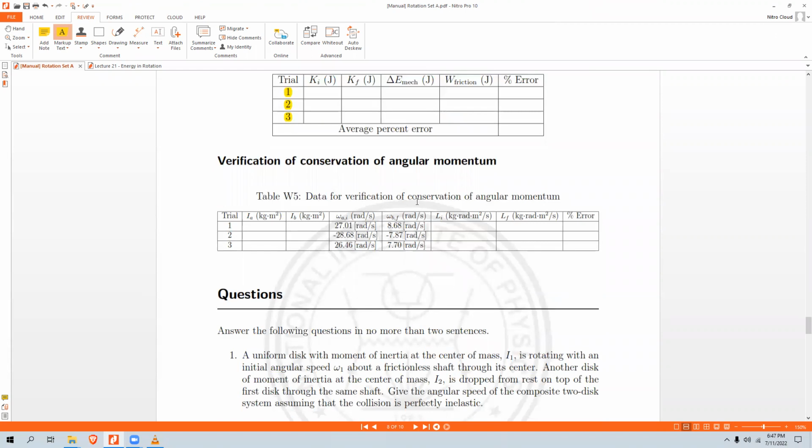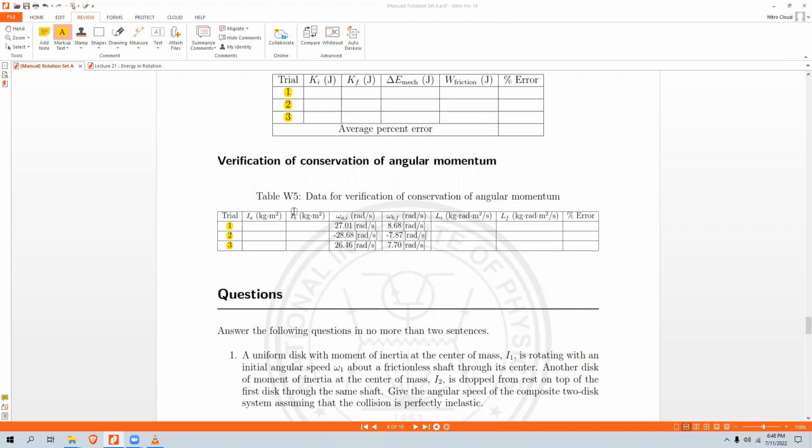And lastly, we have table W5, which is the conservation of angular momentum. Again, we have trials 1, 2, 3. So you'll have to determine the moment of inertia, IA and IB. This IA would be the moment of inertia when you have one disk, and IB would be the moment of inertia for the top disk that was dropped onto the bottom disk.